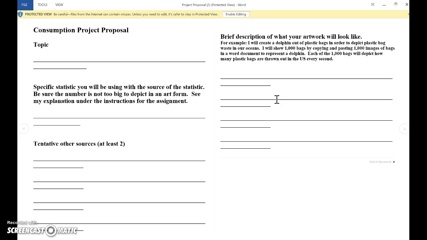The sky is the limit. You can get overwhelmed by it, but don't, because it's not the point. The point of this project is you want to make a really cool art piece that you can show people that says, hey, look at this consumption thing, and you want to make it a wower, like, wow, I didn't know we used that much of that. Okay, so that's the whole objective of the consumption project.